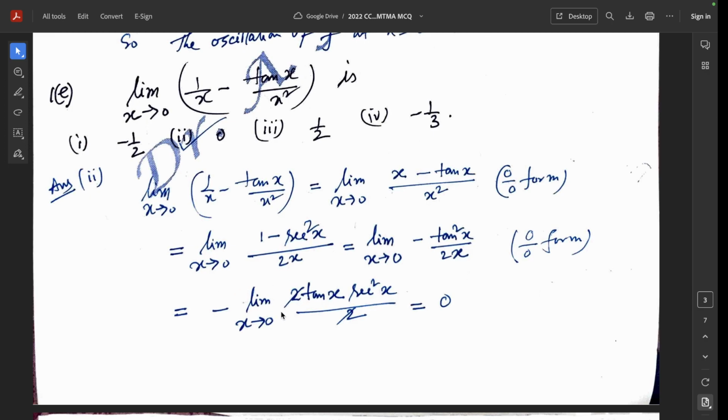So again differentiating, we get 2 tan x sec square x by 2, to cancel. This sec square x is 1 at the point 0 and tan 0 equal to 0. So obviously the limit is 0 by L'Hospital's rule.